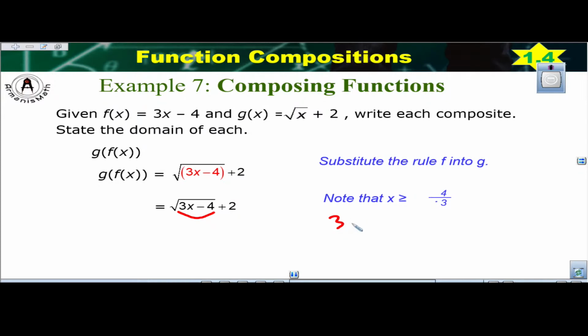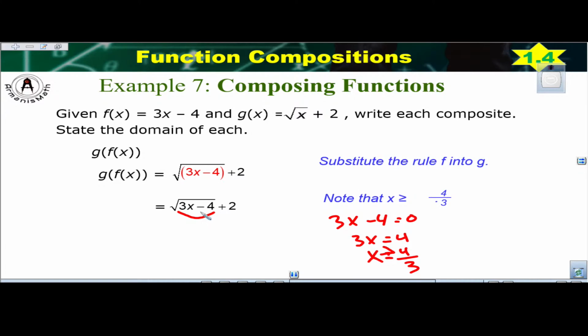So I'm going to do it here. 3x minus 4 equals 0. Add 4 to both sides. 3x equals 4. Divide by 3. x equals 4/3. Anything that is less than 4/3 is not permissible. You should exclude that, because once you have 4/3, you're going to have 0, but anything below that is going to give you a negative number under this composed final product.